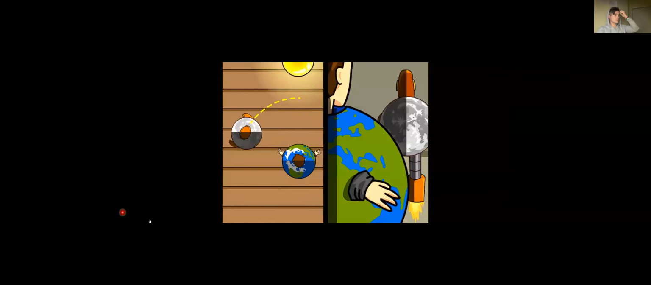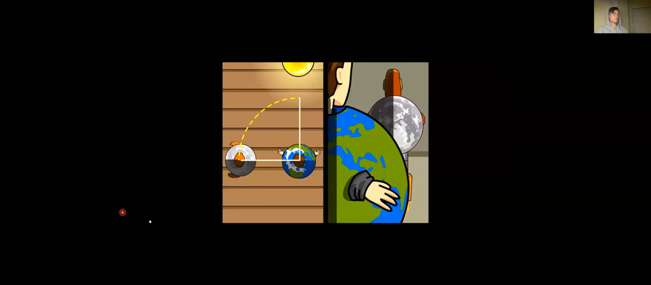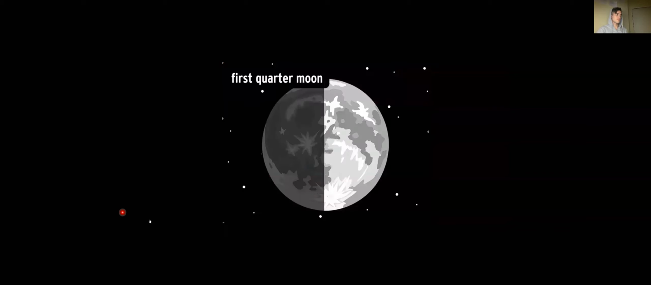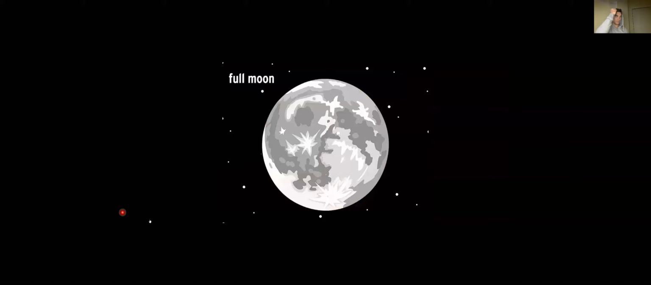When the moon has completed one quarter of its orbit around Earth, we can see half of its illuminated side. Astronomers call this the first quarter moon, but it's more commonly known as a half moon. Once you can see more than half, it's called a gibbous moon. Gibbous. When the moon and the sun are on opposite sides of the Earth, the entire bright side of the moon is facing toward us, so we see a shiny full moon. Beautiful, isn't it?